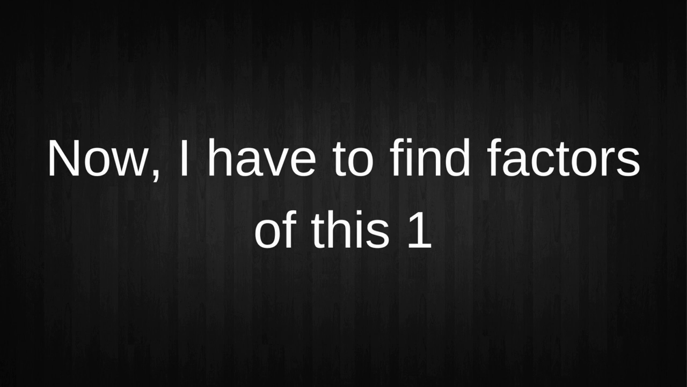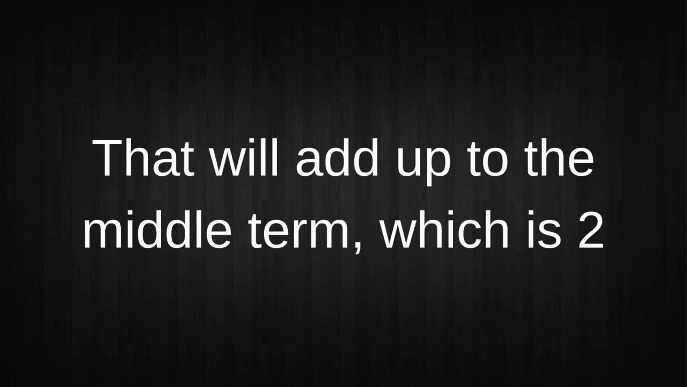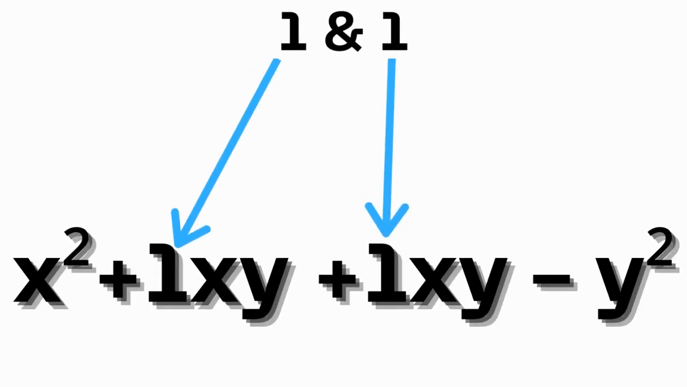Now, I have to find the factors of this 1 that will add up to the middle term, which is 2. Luckily, the first set of factors for 1, which is 1 and 1, both add up to 2 as well as multiply to 1. I'm going to take these two new factors and replace the 2 in the middle, getting this new equation.